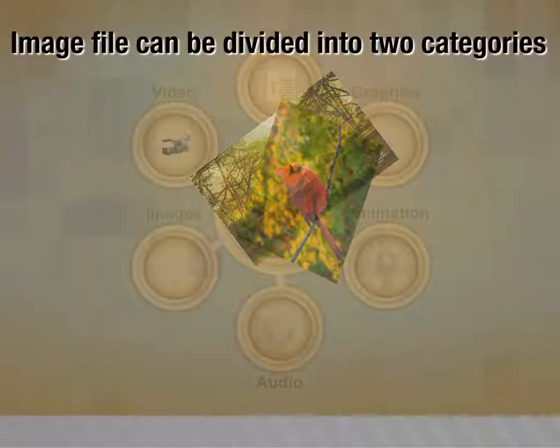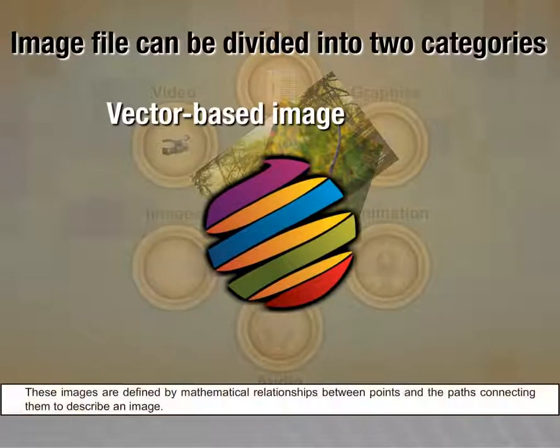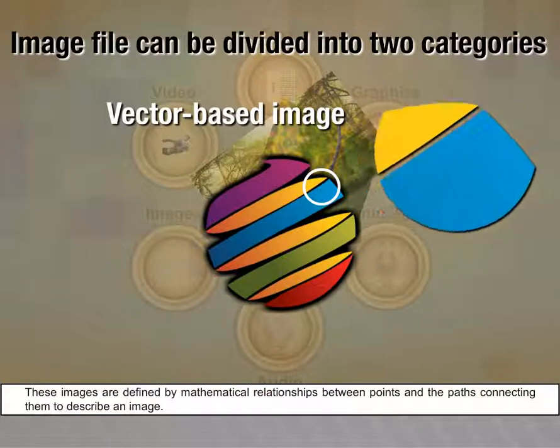Images. Image files can be divided into two categories: vector-based image. These images are defined by mathematical relationships between points and the paths connecting them to describe an image.